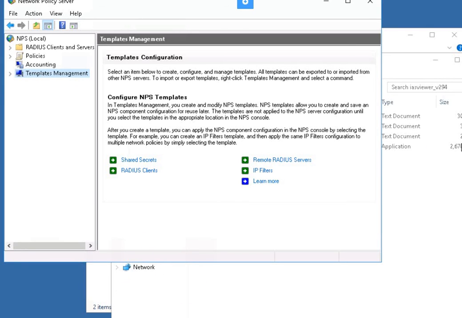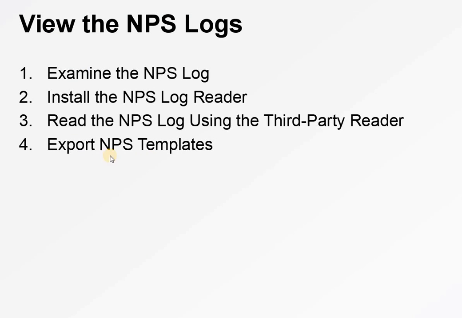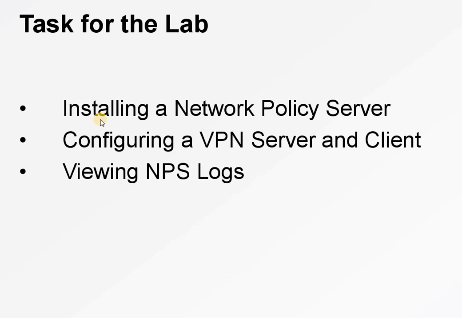So that's it, guys, for this video. We have now successfully completed all 4 tasks. So we can see here all 3 tasks here. So for the labs, what we have done: installing a network policy server, configuring a VPN server and client, and viewing NPS logs. Okay, so that's it, guys.